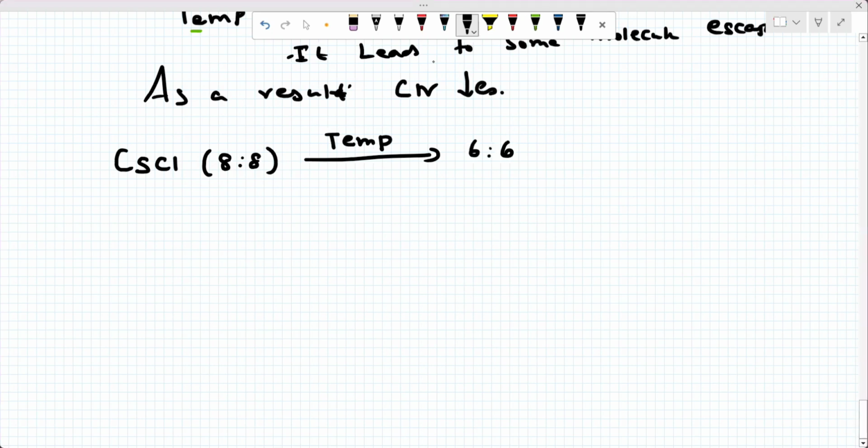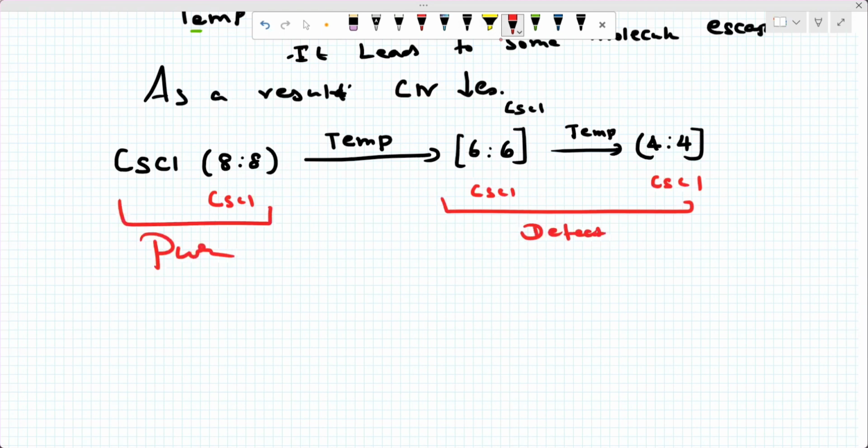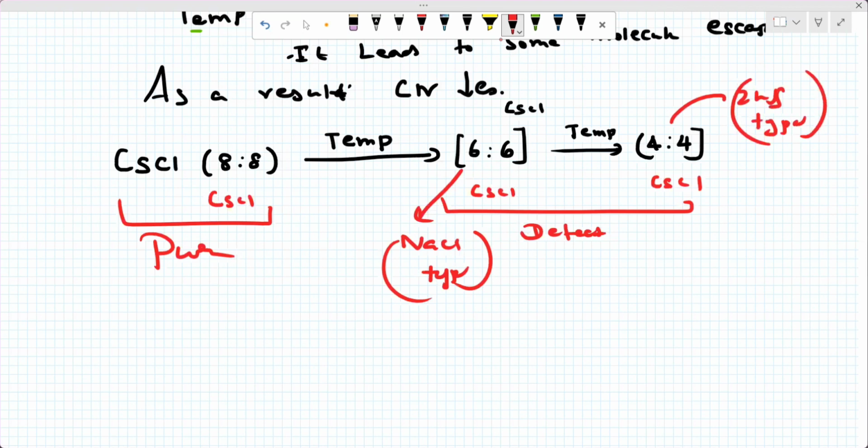Then the crystal is cesium chloride, but now it is NaCl type. Now again I increase the temperature and the coordination number becomes 4:4. This is a defect crystal, that is the pure crystal. Therefore, this is an NaCl type, and the coordination number 4 is the zinc sulfide type. The cesium chloride coordination number changes: 8 becomes 6 as NaCl type crystal, and then 4 as zinc sulfide type crystal. This is very important. Please note.